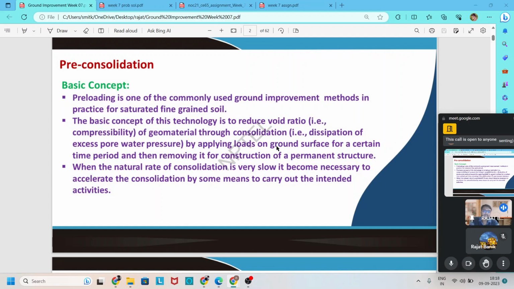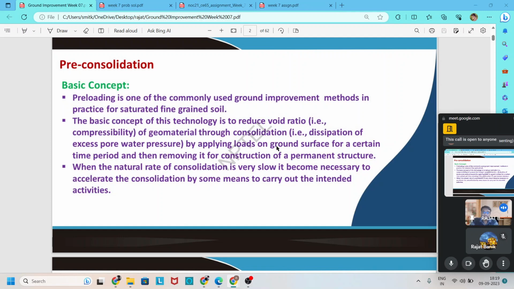So we already discussed the consolidation. We apply load, and due to this applied load, first this load is transferred to the water. Water takes the full load. Due to this load, excess pore pressure is developed, and water always tries to be stable, or we can say it always tries to dissipate this excess pore pressure for a stable condition.